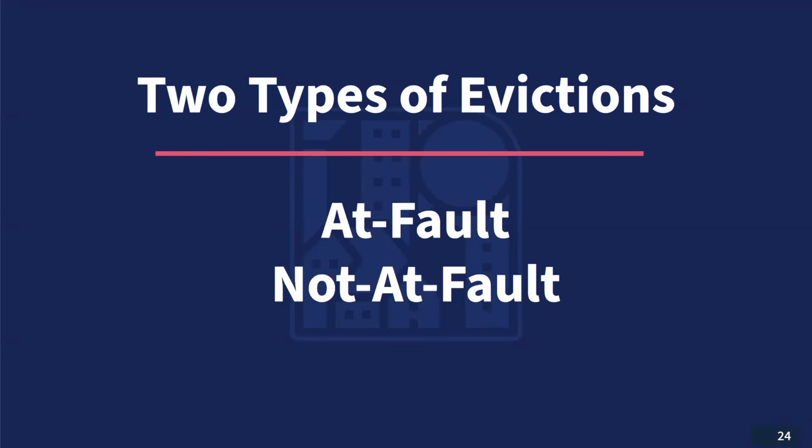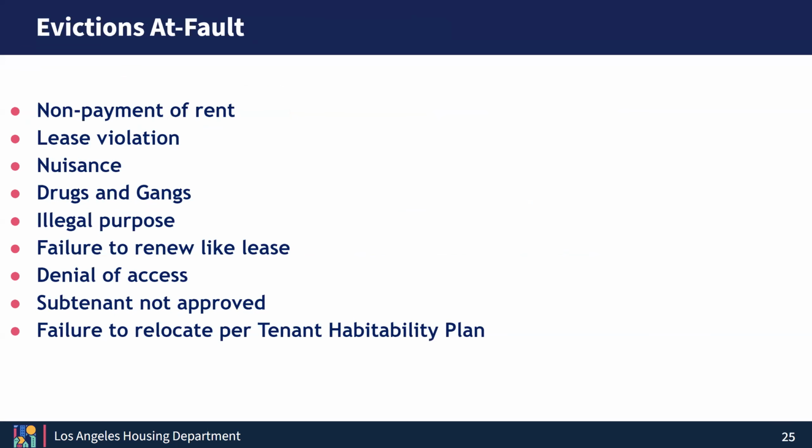Next are the two types of evictions. We have at-fault evictions and not at-fault evictions. When the tenant is at fault, an owner may terminate the tenancy for non-payment of rent, violation of a lease, nuisance, drug or gang activity, using the unit for illegal purpose, failure of the tenant to renew a lease agreement, refusal to the landlord to access the unit, having a subtenant that is not approved by the owner, and a tenant's failure to relocate to another unit as required by a tenant habitability plan.